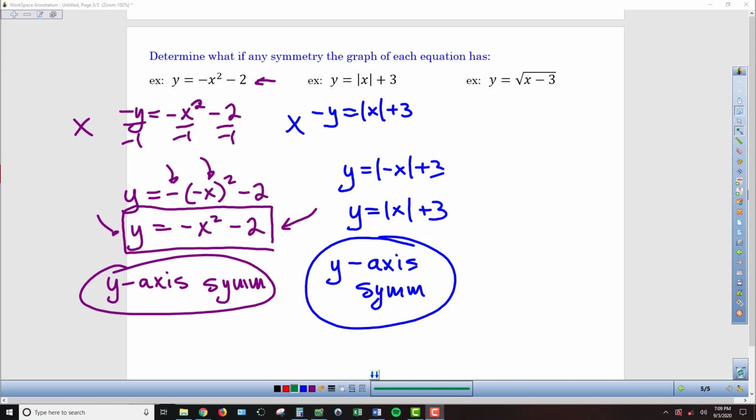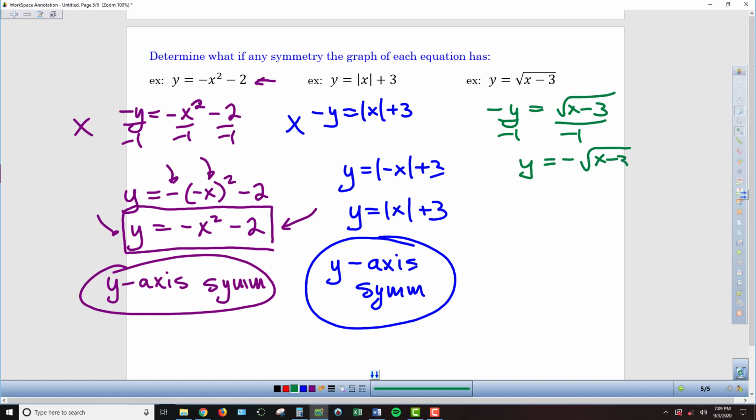For our last one, again, hopefully it's easy to see. Replacing y with negative y is decidedly not going to get us back to our original. If I divide both sides by negative 1, I'm going to get y equals negative root x minus 3, not the same thing. If I replace x with negative x this time, I'm going to have y equals the square root of negative x minus 3. I have no way of being able to get back to my original equation here in this case either. So I do not have any y-axis symmetry.